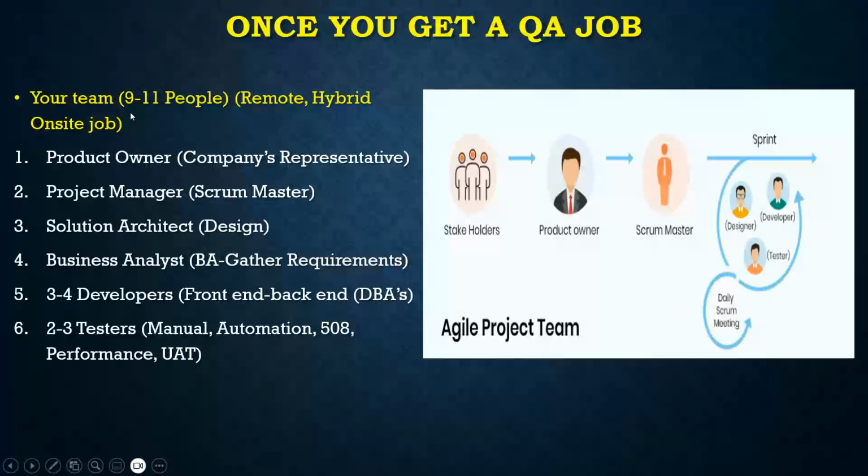Out of nine, you have to tell them we have a product owner, a project manager, three developers, and three testers. Don't say we have 3 to 4 developers. You have to complete this number, 9. You should have some idea in your mind before answering this question. This is a very high level overview. Once you get a QA job or software tester job, your team would look like this, 9 to 11 people. Any question on this slide before we move forward?